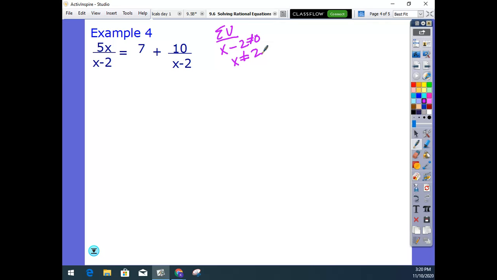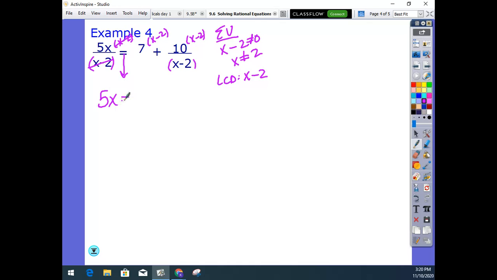All right, what's my common denominator? x minus 2. That's my only factor that I have in the denominator. Be careful though, I'm multiplying the whole equation by x minus 2. So it's helpful to write it next to every single part of the equation. So this one cancels this one out, and I just have 5x.